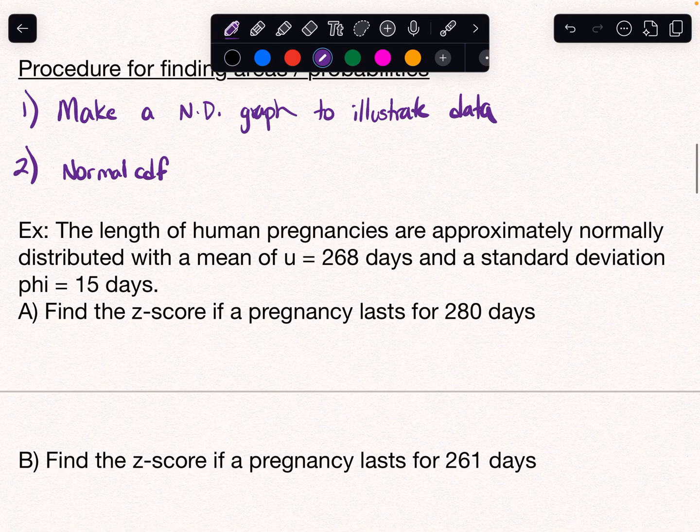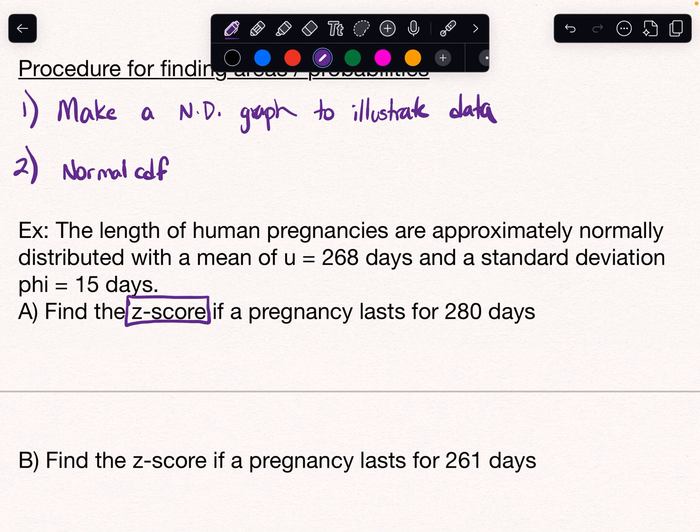Okay. So today we have the length of human pregnancies are approximately normally distributed with a mean of 268 days, standard deviation of sigma equals 15 days. So find the z-score if a pregnancy lasts for 280 days. So this, they're asking for a z-score. They're not asking for a probability, so I don't need to make a density curve, a normal distribution curve.